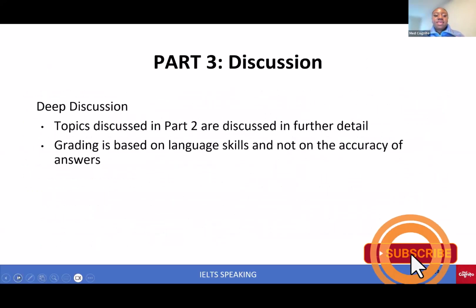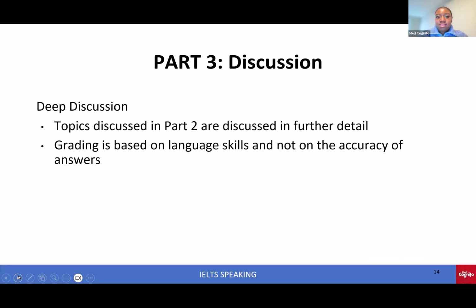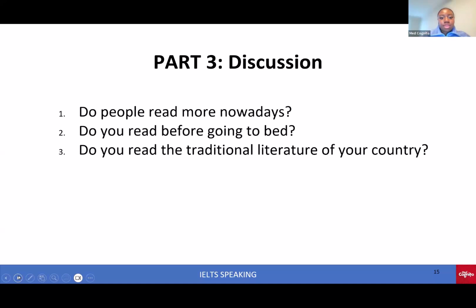So the next piece is the deep discussion. Topics in this deep discussion piece are usually the ones that were discussed in part two, but you're now using them in further detail. Grading for this is based on your language skills, so not necessarily on the accuracy of your answers or how well you're able to talk about the Harry Potter book that was just mentioned, The Prisoner of Azkaban, but the way that you use language.